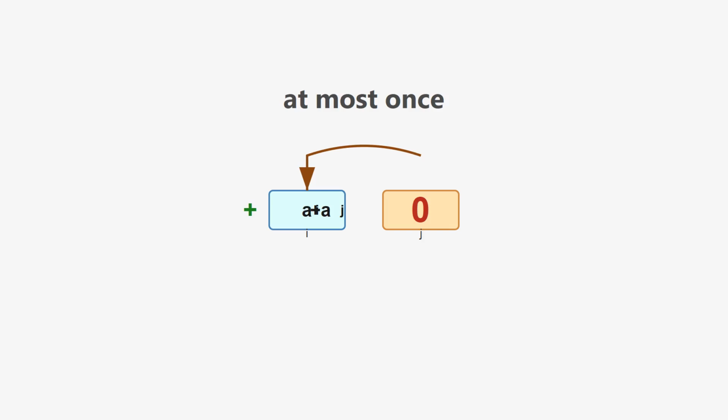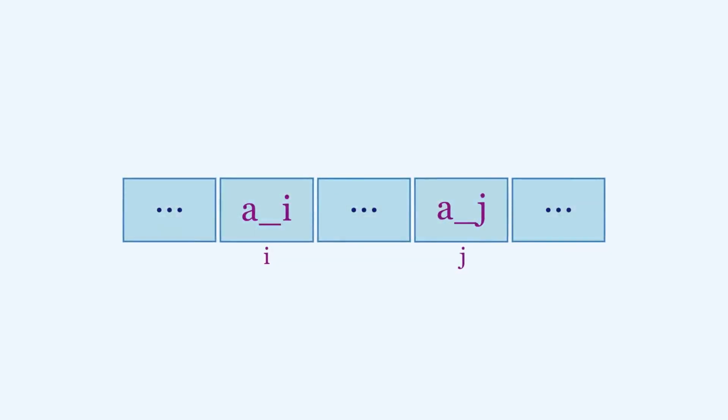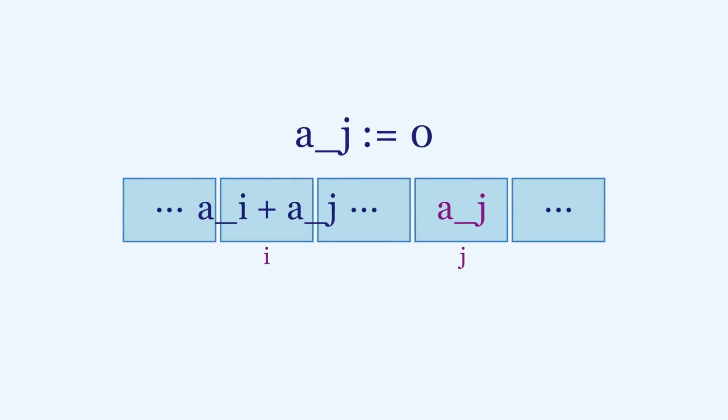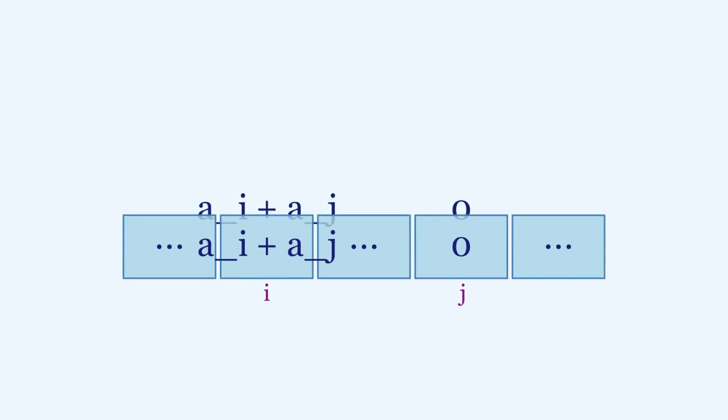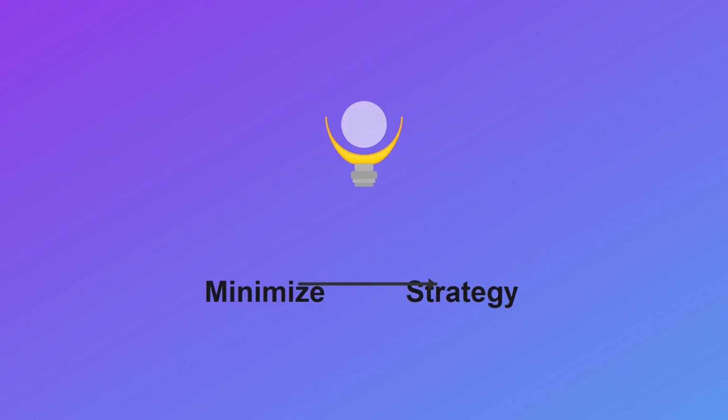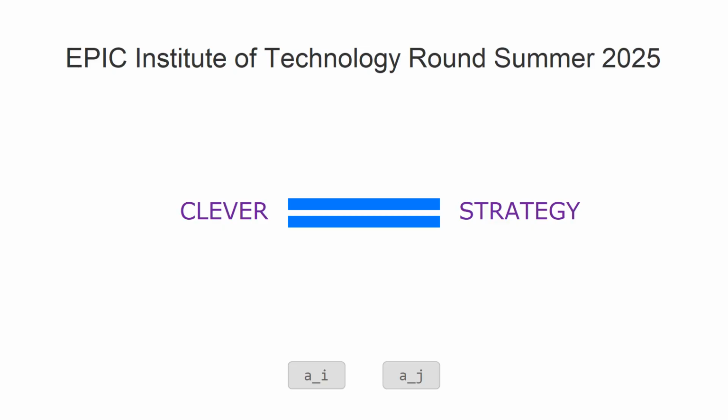Choose two indices i and j such that i is less than j. Then you perform two assignments: a_i becomes a_i plus a_j, and crucially, a_j becomes 0. After applying this operation, or choosing not to, we need to output the minimum possible value of that sum of prefix minimums. The problem asks for the minimum sum. This immediately tells us we need a clever strategy.